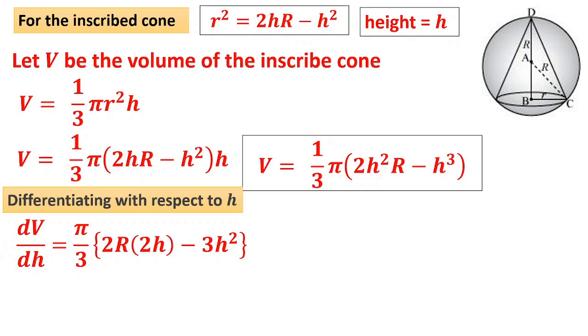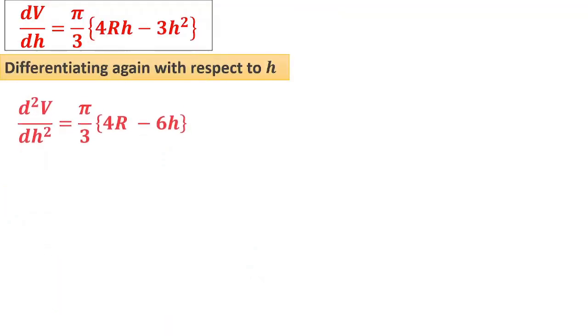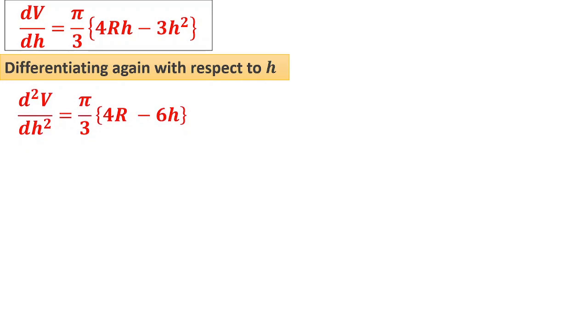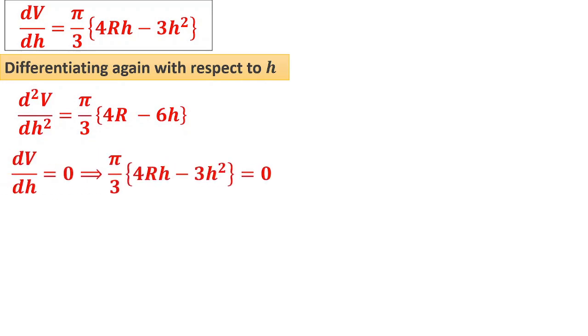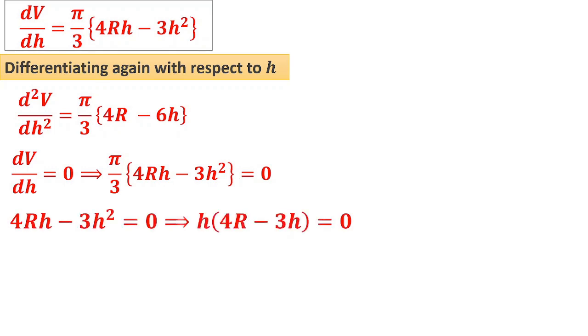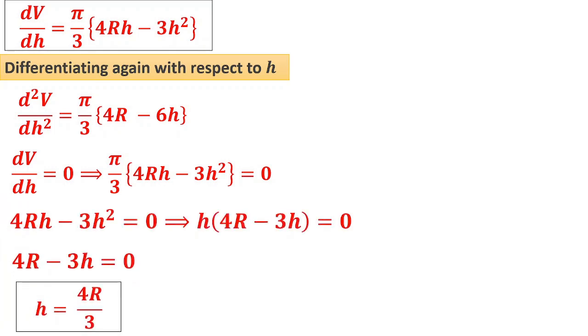When I differentiate with respect to h, the differentiation of 2h square r is 2r into 2h. The differentiation of h cube is 3h square. Therefore, I am getting dV by dh now. Again, I will differentiate, normal differentiation, 4r minus 6h. I will equate dV by dh equal to 0. When I equate it to 0, I am getting h equal to 4r by 3.